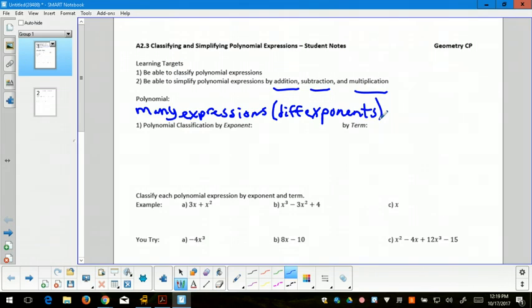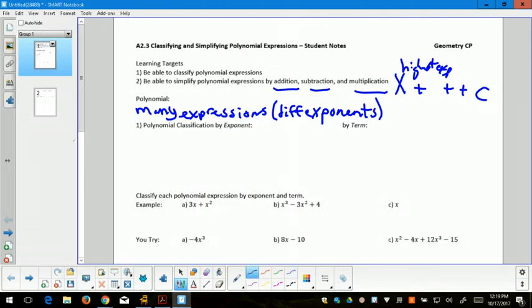Okay? Now in standard form, polynomials are usually listed from highest exponent to lowest. So on the left, you should have your variable and your highest exponent. And then it would add all the other terms that would have x's, counting down the exponents until you get down to what's called your constant, your number that stands alone without a variable. We're going to look at some examples of that in a second.